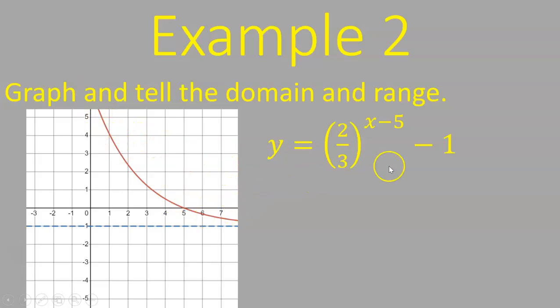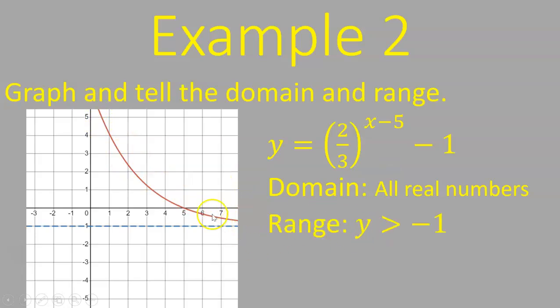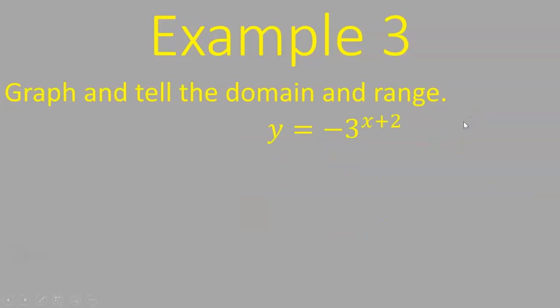Now, the domain, again, is all real numbers because you're going left forever, right forever. The range, again, has a boundary here at -1, and so it's all values above -1, because the range is down to up, domain's left to right. Let's get a third example. Okay, graph, and tell the domain and range.